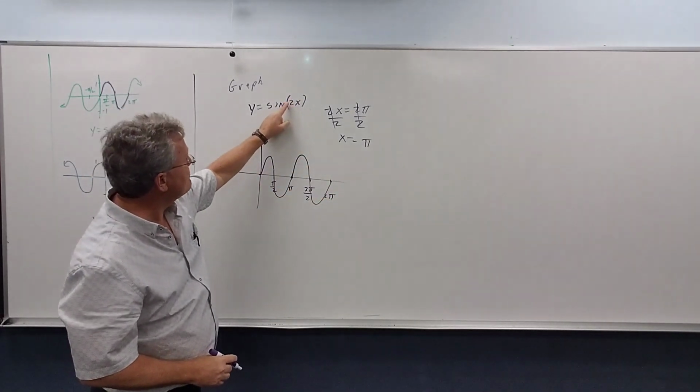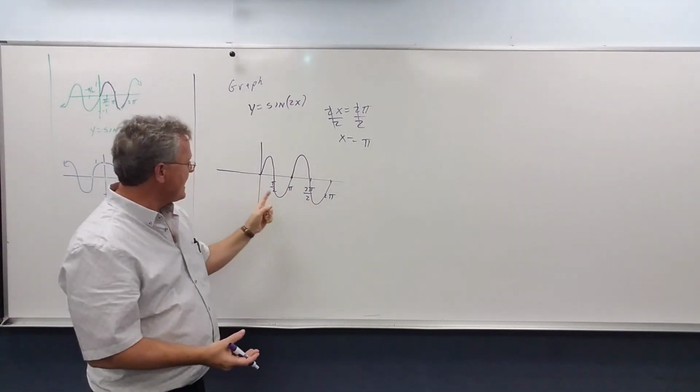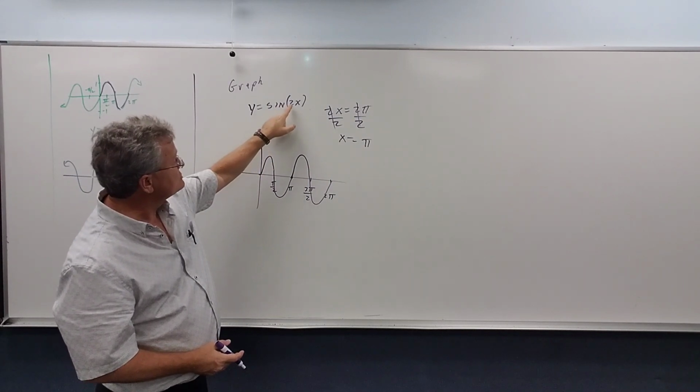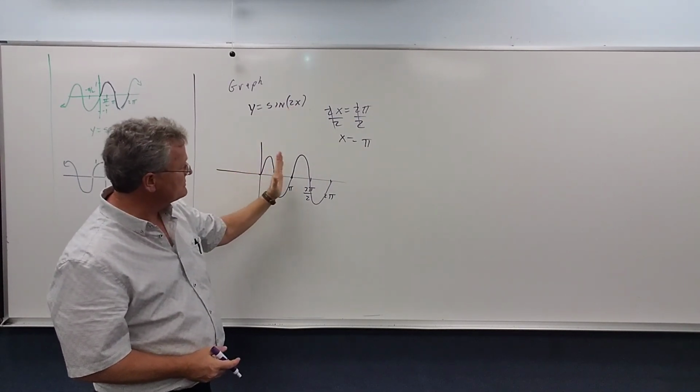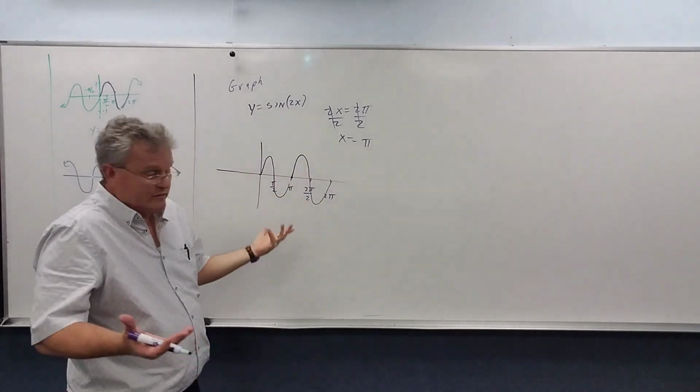So the number right here tells us how many wavelengths we have for our trig function. In this case, there are 2 wavelengths from 0 to 2 pi. So it goes like this, and that's our graph.